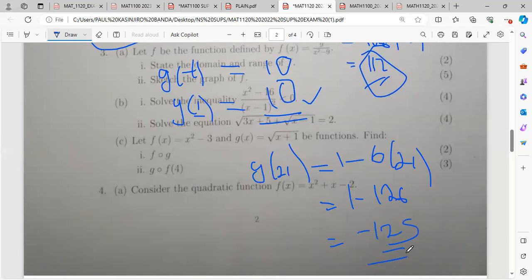Okay, so I hope that the piecewise function is clear. I hope it's very clear because it tends to confuse some people. Okay, so let's move on. Let's solve another question.